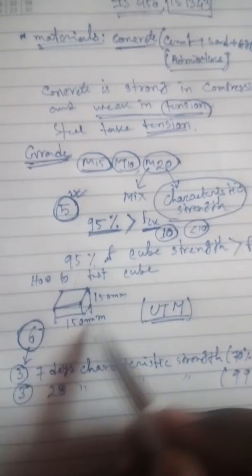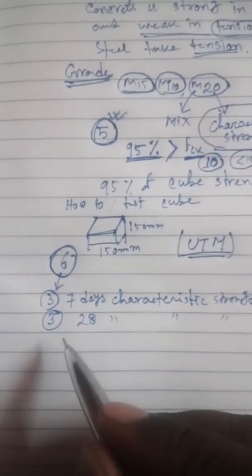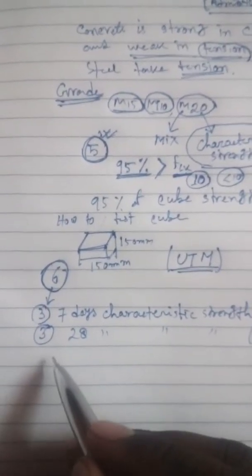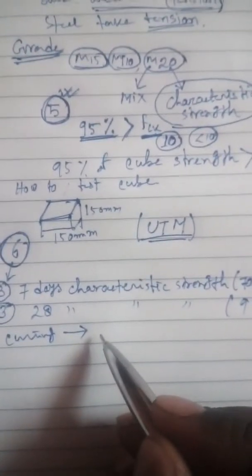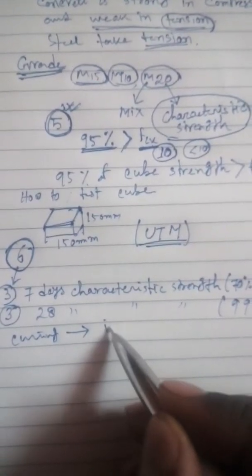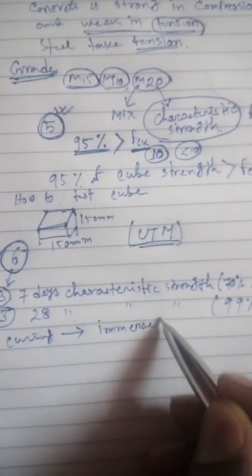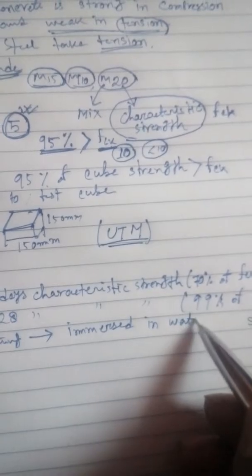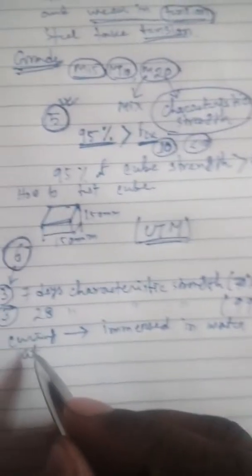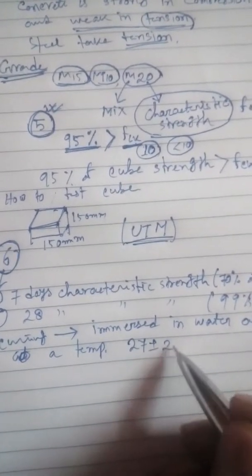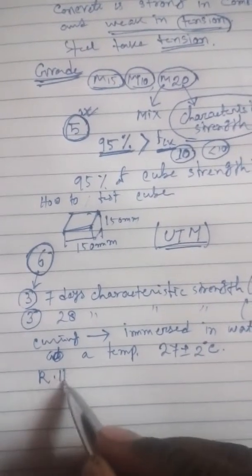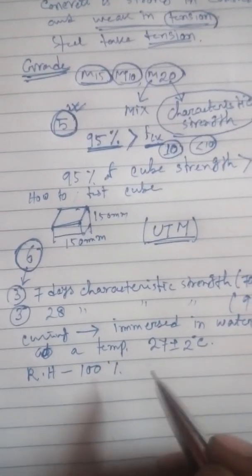So after making the cube, we generally immerse it in full water. How to cure? After preparation of the cube, we have to cure it. The curing procedure is to immerse it in water at a temperature of 27 plus minus 2 degrees Celsius, and relative humidity should be 100%.